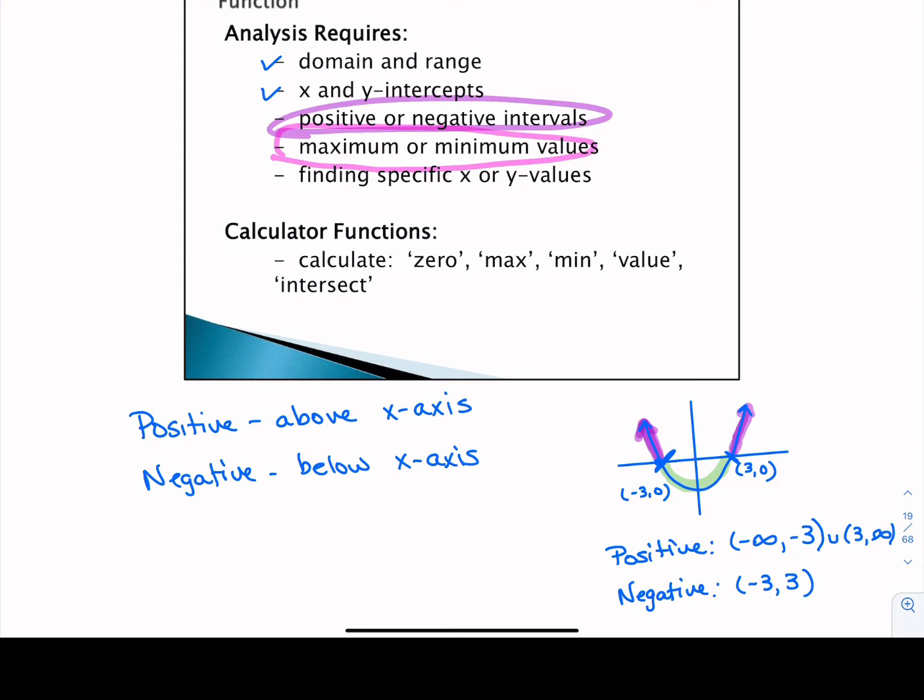But aside from finding all of those important pieces of information, we might be asking you to find specific x or y values. And again, we're going to show you how to use your calculator to do all of those things. So when you have a calculator exercise, you're going to be doing things like finding zeros of a function. You might be finding a maximum of a function, or you might be finding a minimum value for a function. I'll show you also how to use what's called the value function in your calculator, or to find a point of intersection. So we're going to take a look at examples that involve all of these different calculator functions.